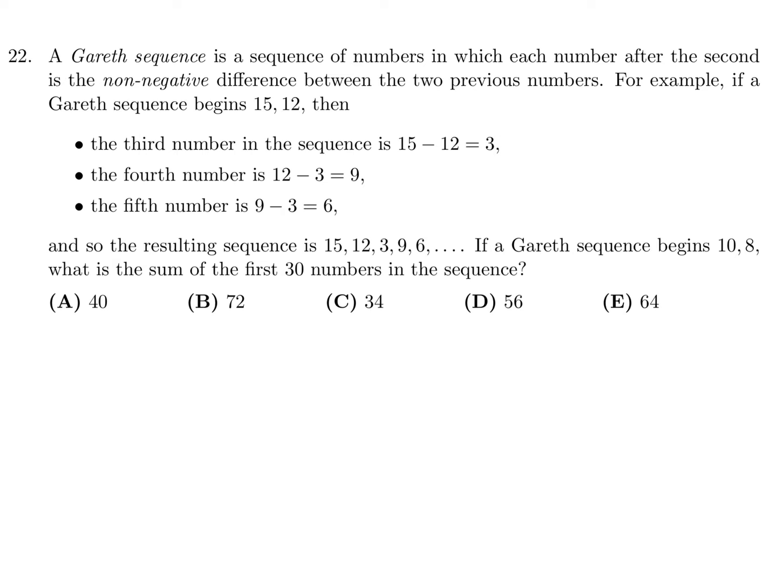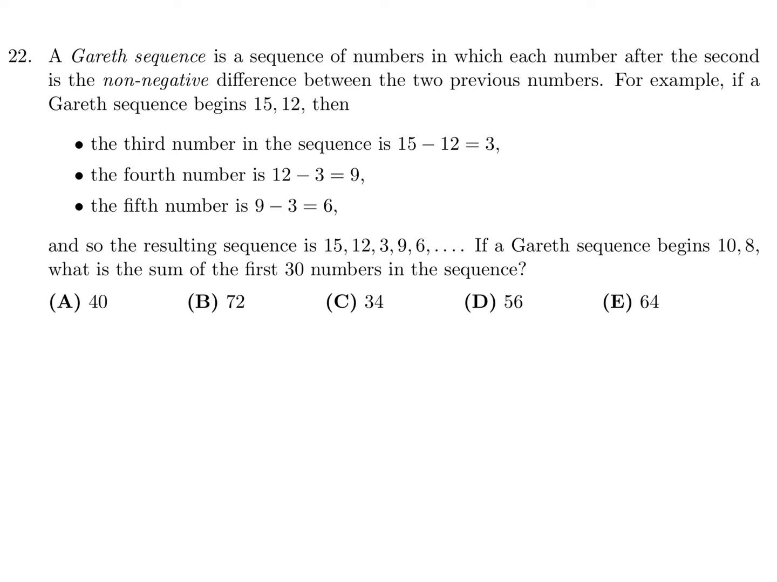A Gareth sequence is a sequence of numbers in which each number after the second is the non-negative difference between the two previous numbers. For example, if a Gareth sequence begins 15, 12, third number would be 15 minus 12, which is 3. Fourth number is 12 minus 3, which is 9. Fifth number is 9 minus 3, which is 6. And so the resulting sequence is 15, 12, 3, 9, 6, and so on. If the Gareth sequence begins 10, 8, what is the sum of the first 30 numbers?